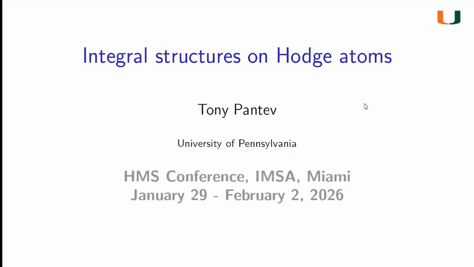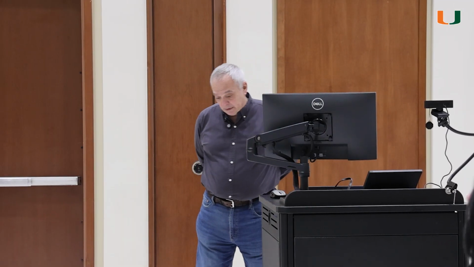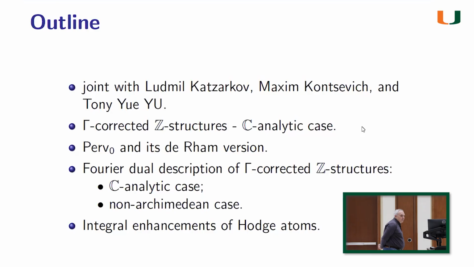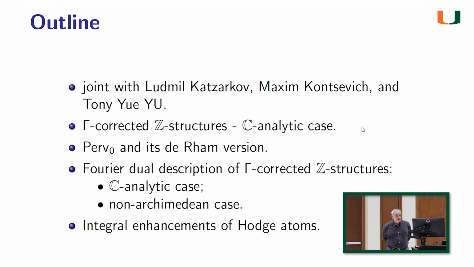Okay, so this is a joint work with Lyudmil, Maxim, and Tony, and it's about an enhancement of atoms where we would like to put some integral structures on them. Since, as you all know, atoms are based on the A-model quantum connection, the correct integral structure there requires this correction by the gamma class. So this is what the struggle is about, how to incorporate this correction by the gamma class into the theory of atoms. So I'm going to start with a review of the C-analytic case.